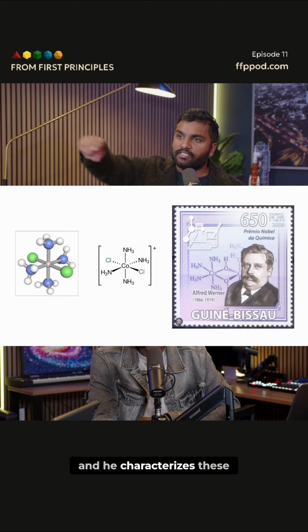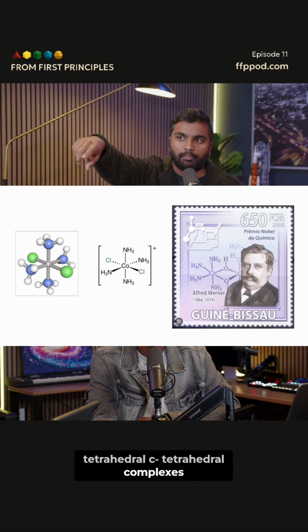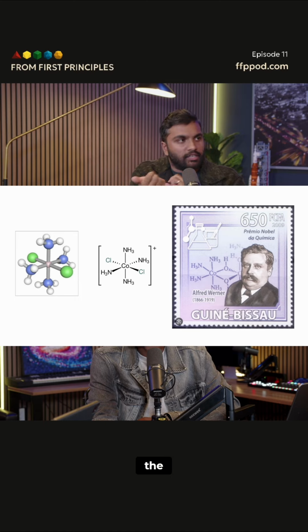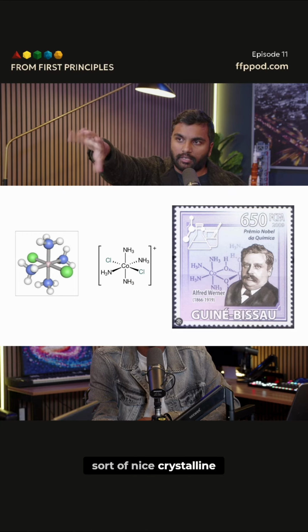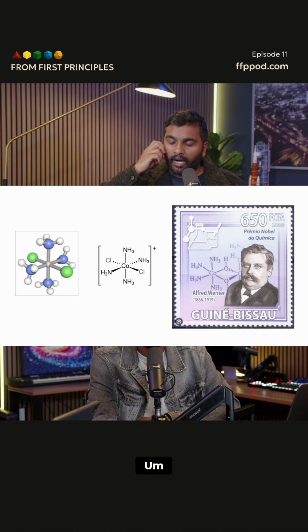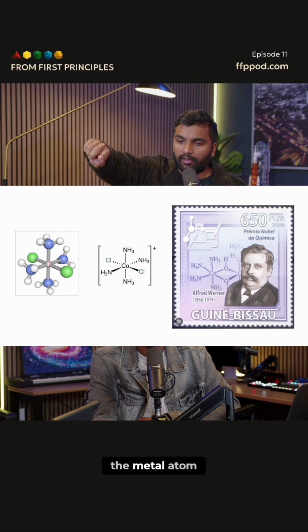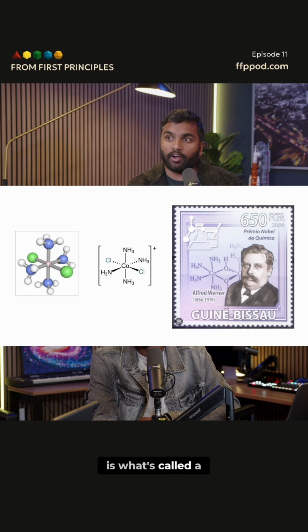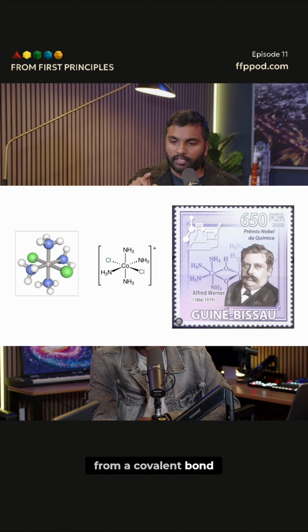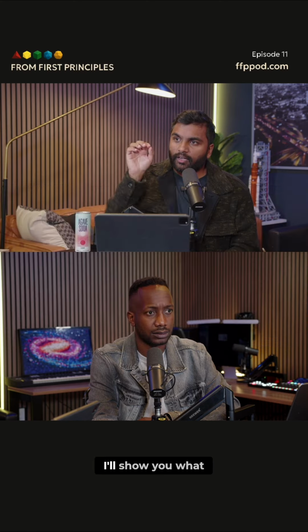And he characterizes these tetrahedral complexes. Tetrahedral, tetra meaning four. So four bonds in a sort of nice crystalline pyramidal structure. And these bonds between the metal atom and the other atom are what's called a coordinate bond. This is different from a covalent bond. So if you go to the next slide, I'll show you what the difference is.